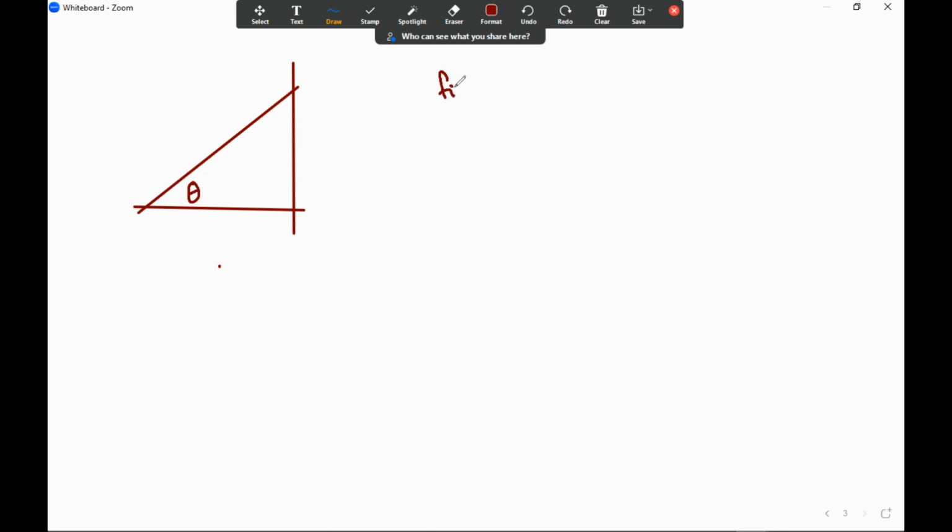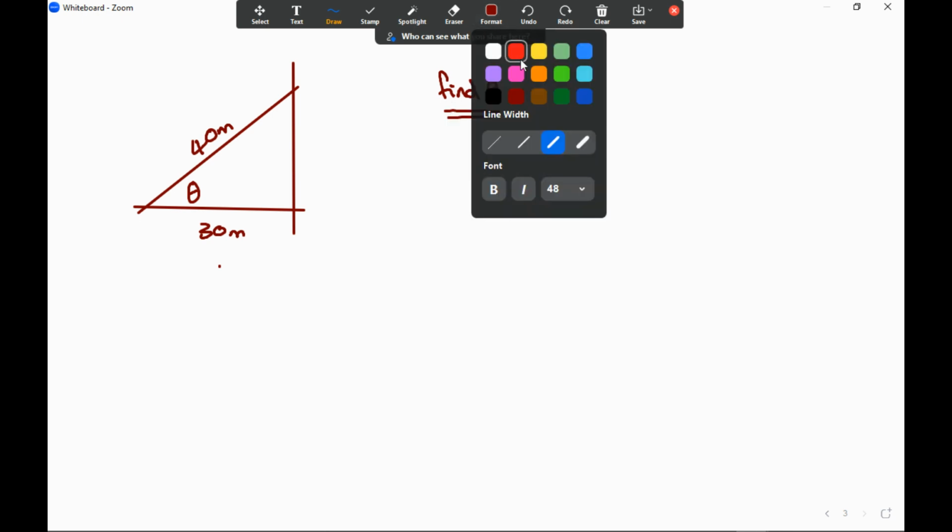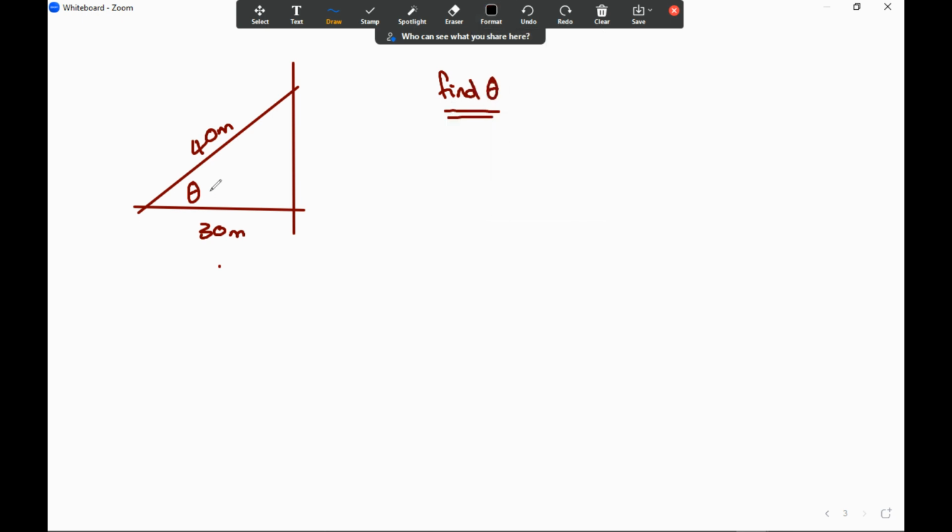In this question, I just want you to find theta. I'm going to give you two sides. The side at the bottom is going to be 30 meters, and this side length there is going to be 40 meters, let's say. So if I want to find theta, the first thing I need to decide is to label my sides. This one is my opposite. This side is my adjacent. And there's the 90, so this is my hypotenuse. The longest side is your hypotenuse.